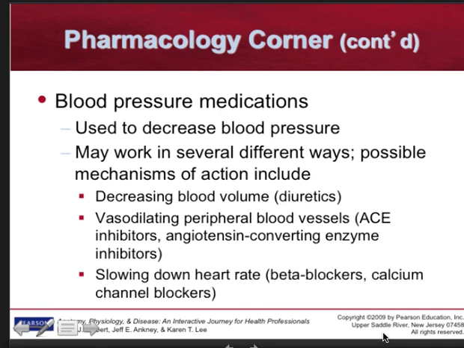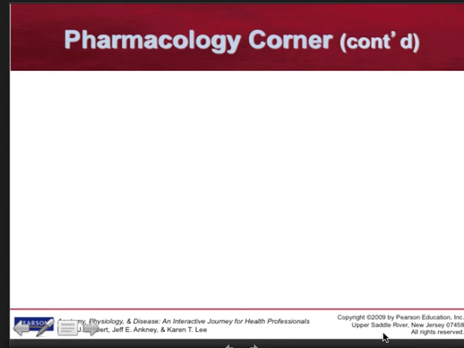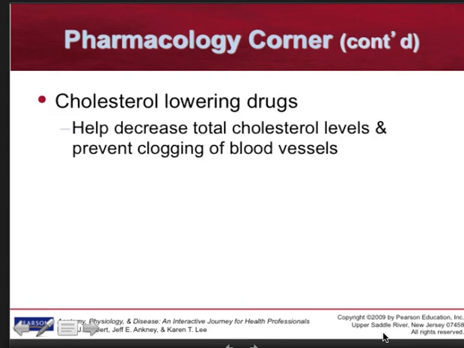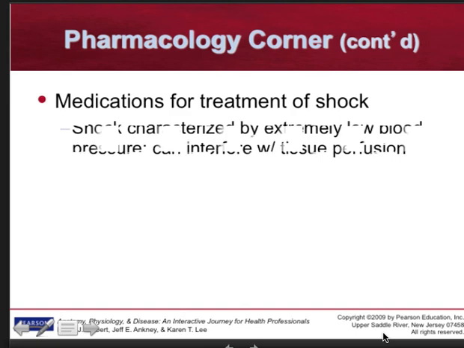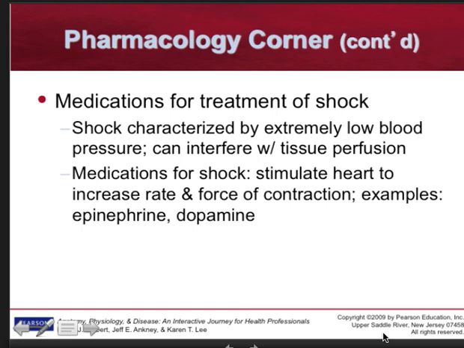We can also slow down the heart rate using beta blockers or calcium channel blockers. There are also cholesterol-lowering meds that decrease total cholesterol and prevent blood vessel clogging. Examples include statin meds such as Zocor or Lipitor. And there are also meds that treat shock, which is characterized by low blood pressure and can interfere with tissue perfusion. Meds for shock stimulate the heart to increase the rate and force of contraction. Examples are epinephrine and dopamine.